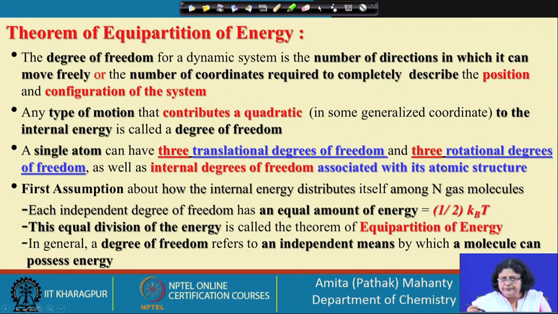Similarly, it can rotate about an axis. So, along 3 axes we can have 3 rotational degrees of freedom, and then we can have internal degrees of freedom associated with the atomic structure. That means we can talk about the vibrational mode of energy. For understanding these rotational and vibrational modes, you need to understand the quantization of energy. That probably will not be part of the course, but you need to understand that energies are quantized, and you have to have sufficient energy to go from one vibrational state to another, which requires higher energy.